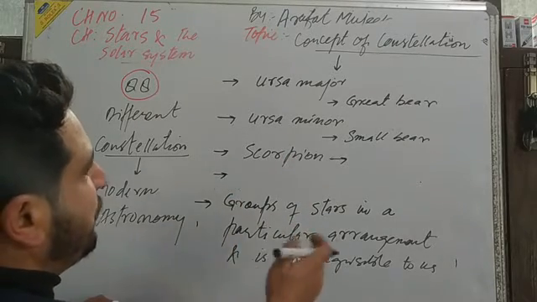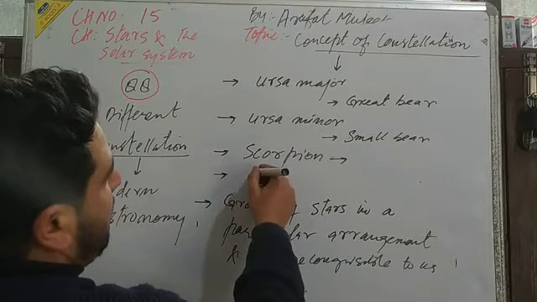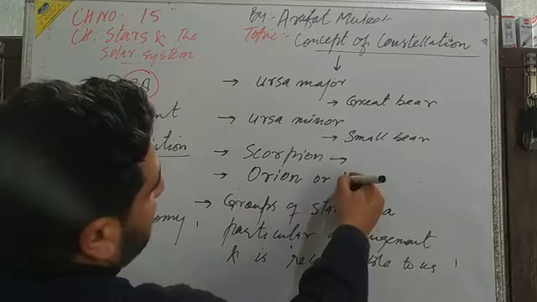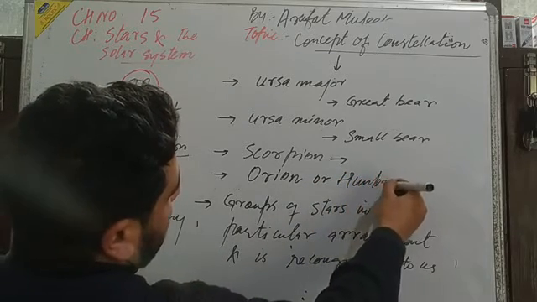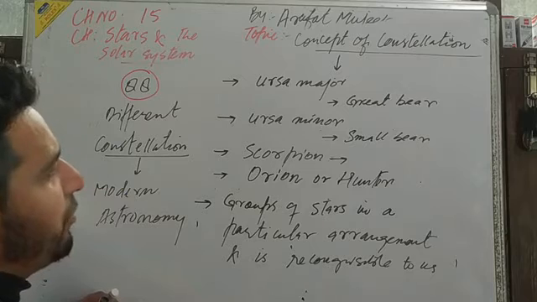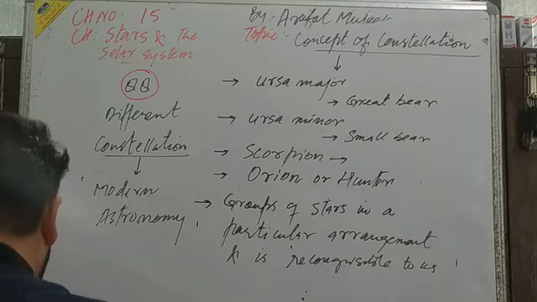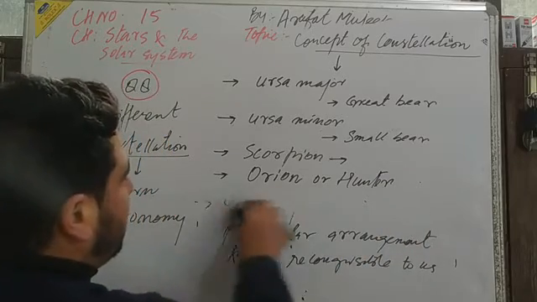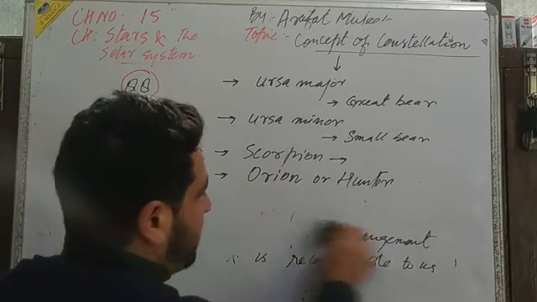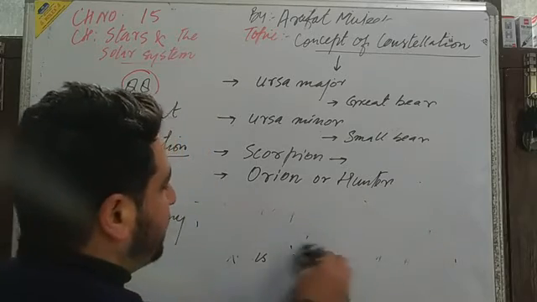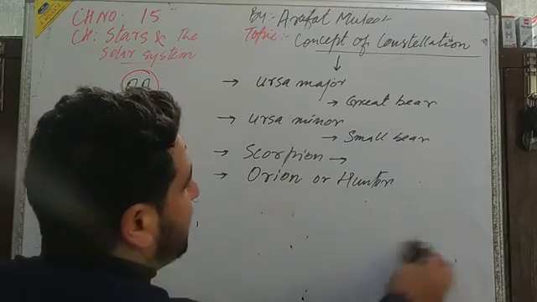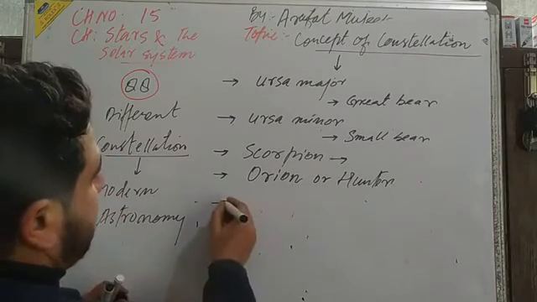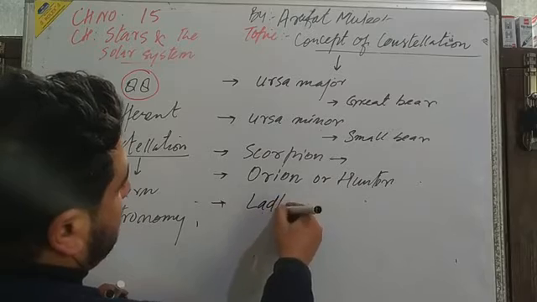Some constellations are in the Orion, that is, we can say hunter in the ancient period of time. We have other constellations, we can recognize them. These are the famous constellations and mention these constellations in your textbook. And some constellations are ladle shaped.